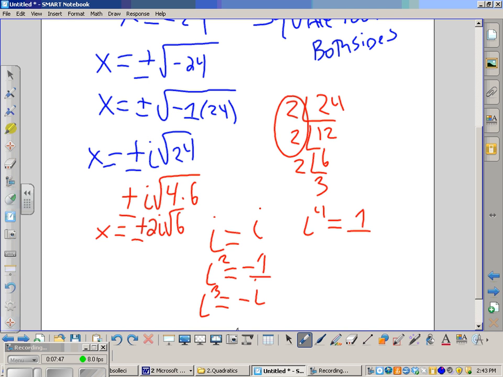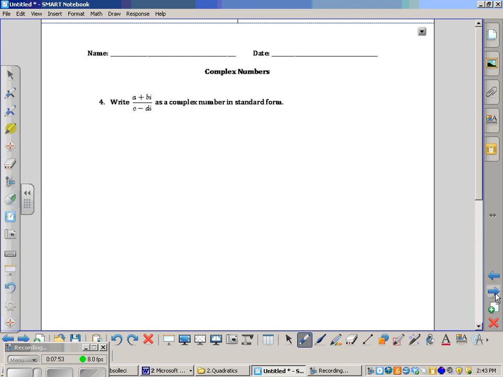All right, we have a tough problem coming up, number 4. Very hard. So I'm going to have to do this one, be very careful here. A plus bi divided by c minus di. Write that as a complex number in standard form. Basically, we don't want to have an imaginary number in the denominator. Okay, so this is going to be tough. So I'm going to rewrite the expression. I can't read that. So a plus bi divided by c minus di.